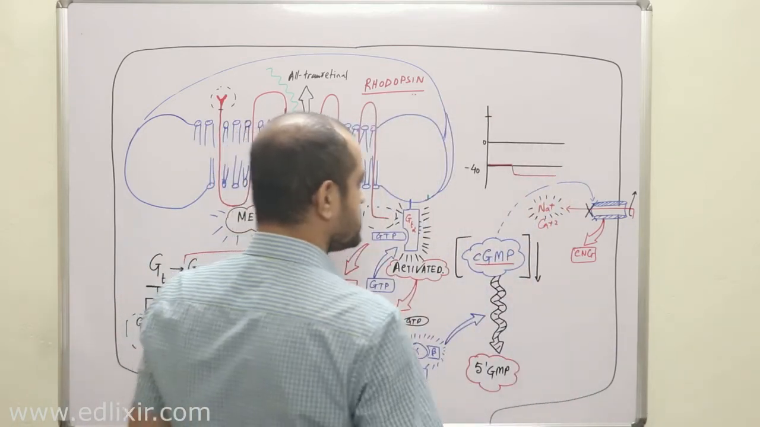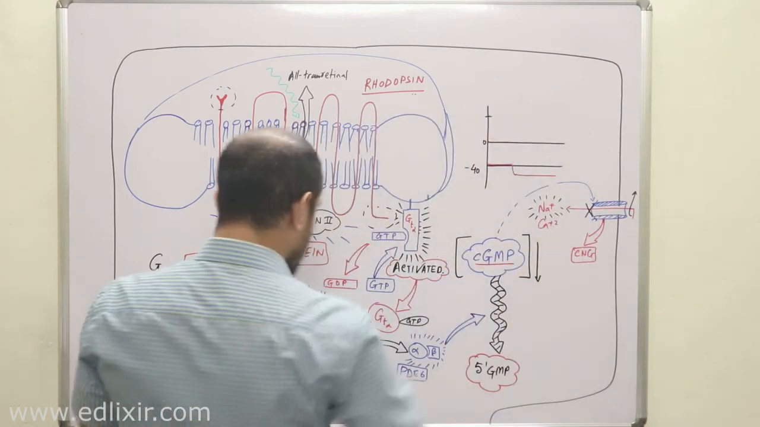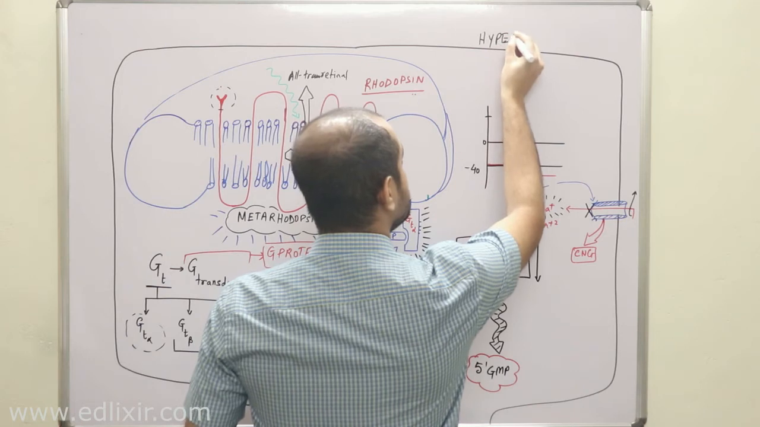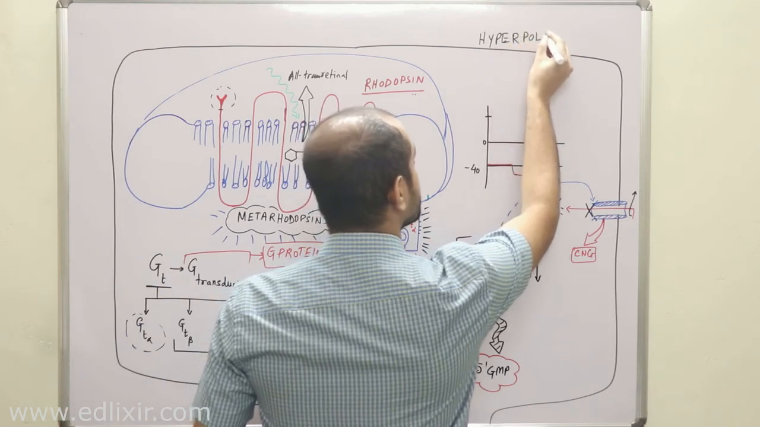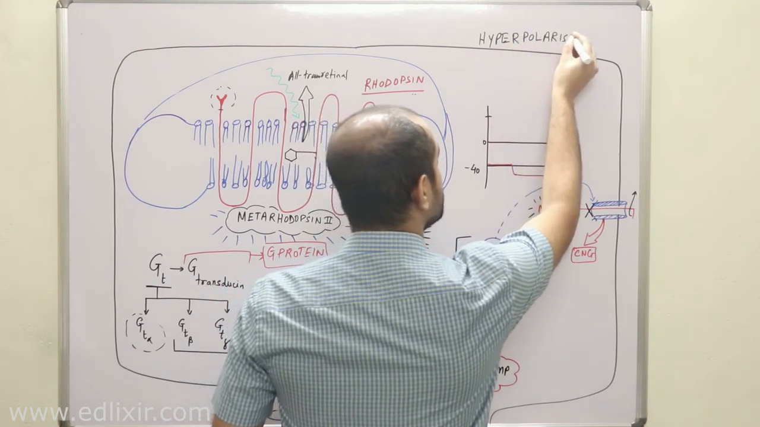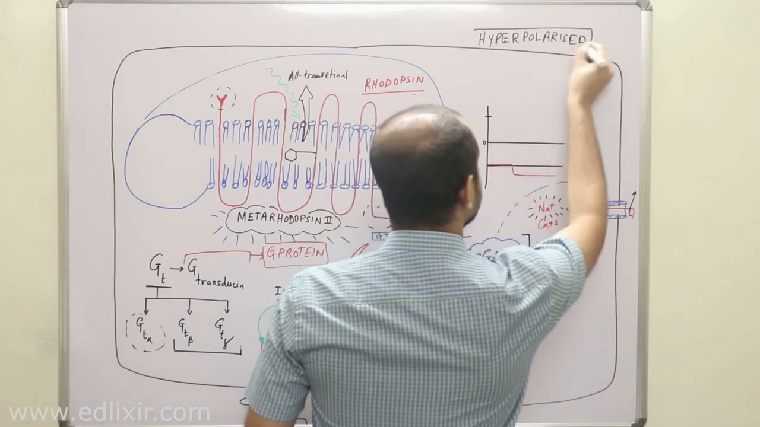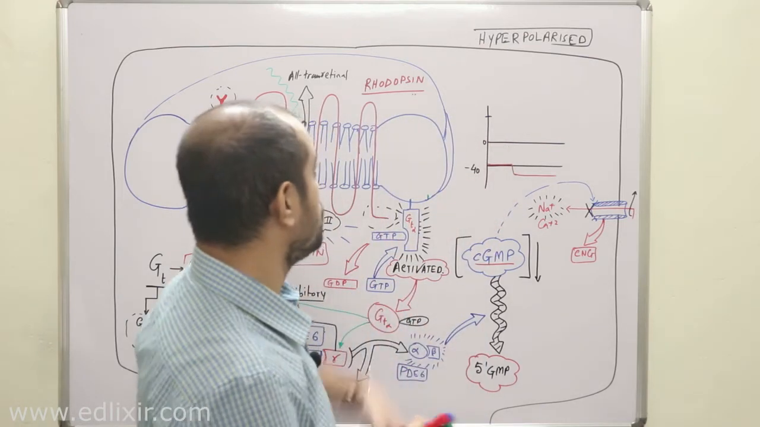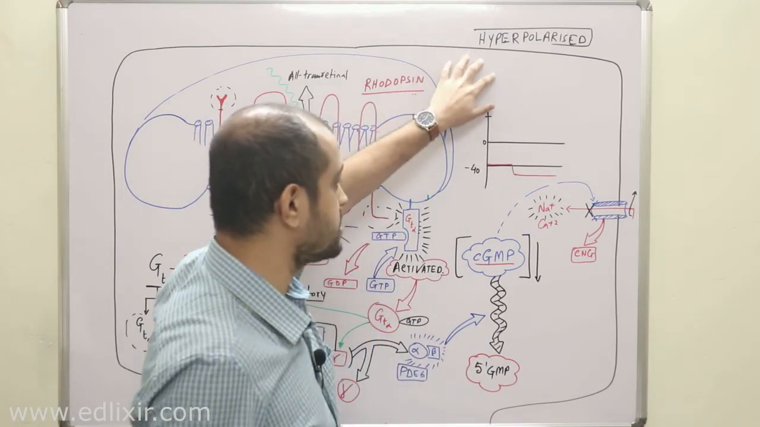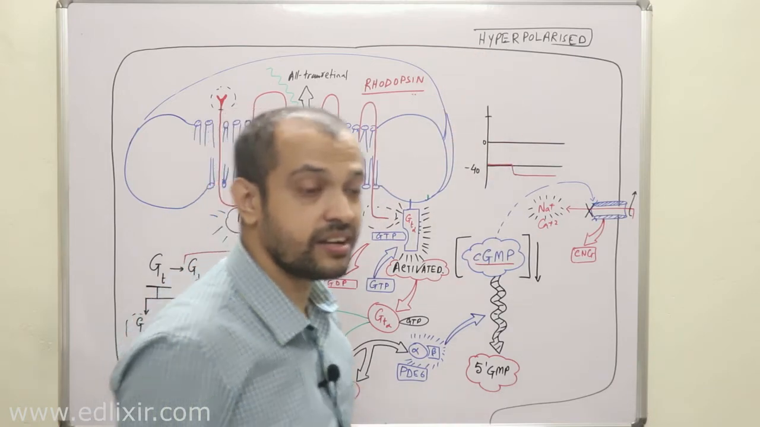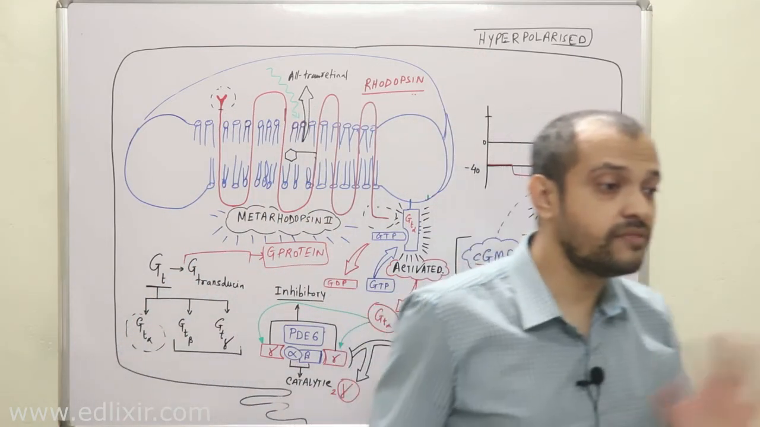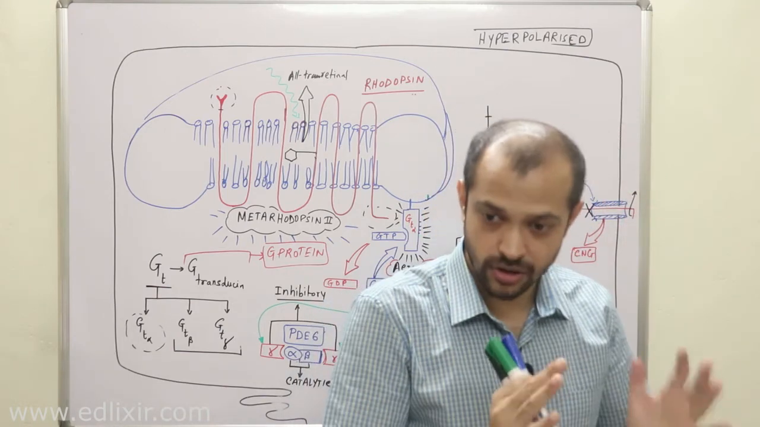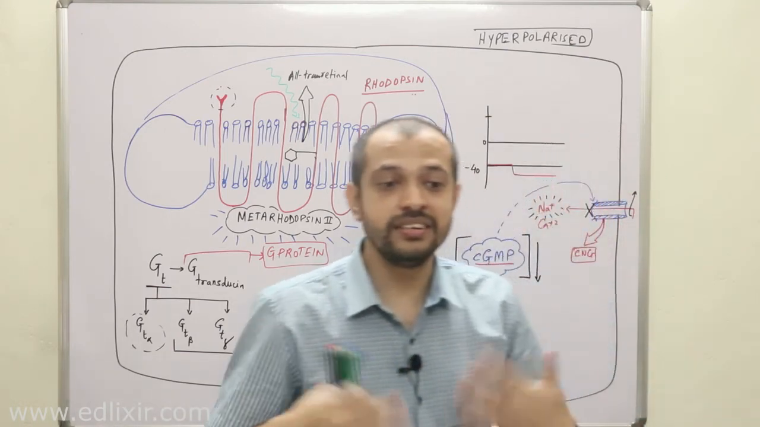This state of the rod cell is called hyperpolarized. This rod cell is now hyperpolarized, and you should already know that in a hyperpolarized state no cell can fire, right? Now listen with all your attention. When this cell is in a hyperpolarized state, synaptic vesicle release stops, so the ganglion cell will not be excited. That means when light hits the rod cell, synaptic vesicle release stops.